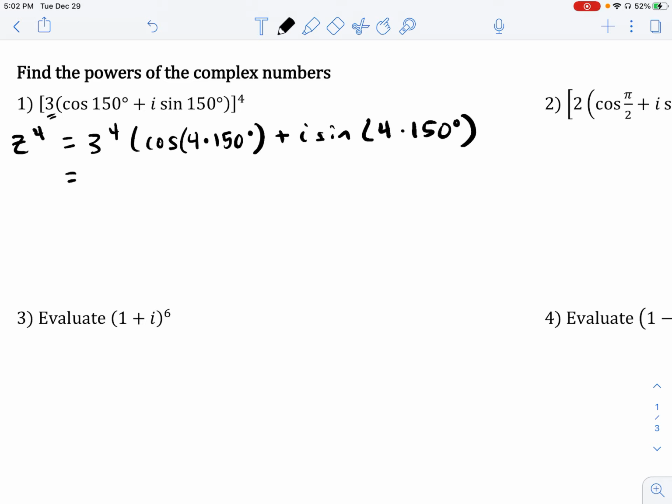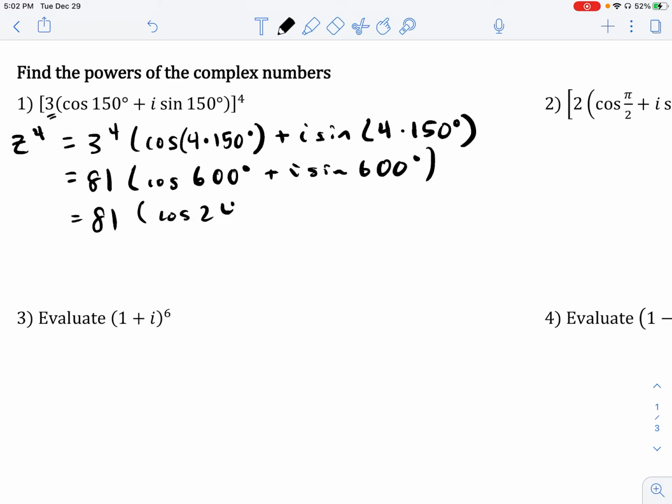And let's actually just expand this out. What do we have here? We have 3 to the 4th, which is 81. We have cosine of 600 degrees plus i sine 600 degrees. And let's find a coterminal angle because 600 degrees is a little bit beyond 360. So if we subtract 360, that's equivalent to cosine of 240 degrees plus i sine 240 degrees.